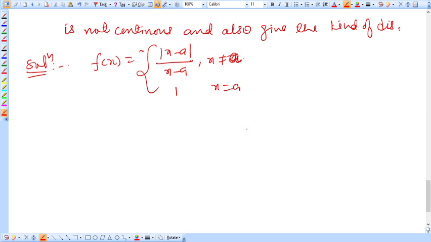Now, in order to find out discontinuity we will have to check the limit first. In order to find out the limit of a function we will have to find out the left hand limit and then the right hand limit. Let us see what its right hand limit is at a. We are going to check that the function is not continuous at x is equal to a.